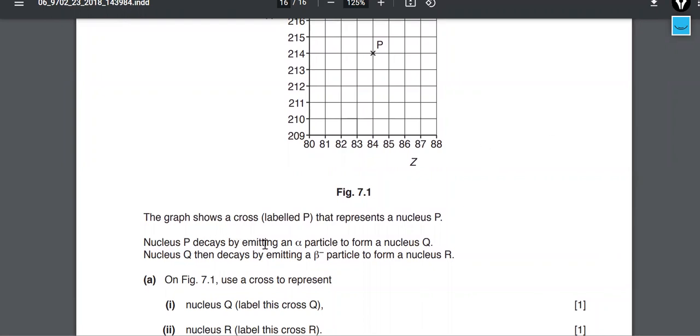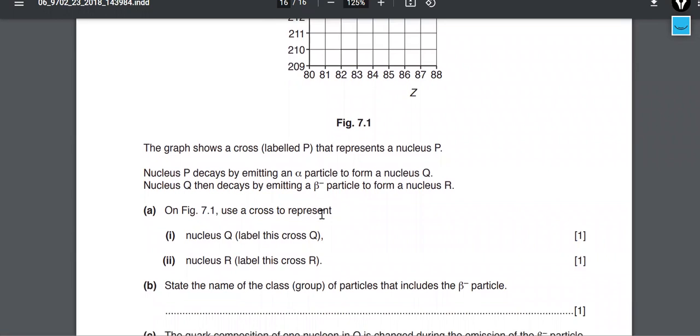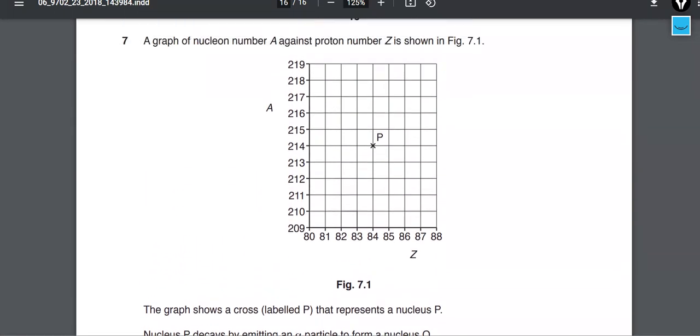Nucleus P decays by emitting an alpha particle to form a nucleus Q. Nucleus Q then decays by emitting a beta minus particle to form a nucleus R. Our task is to, on this figure, use a cross to represent the nucleus Q and label that cross Q, and then use a cross to represent nucleus R and label this cross R. All right, so go back up to this figure here.